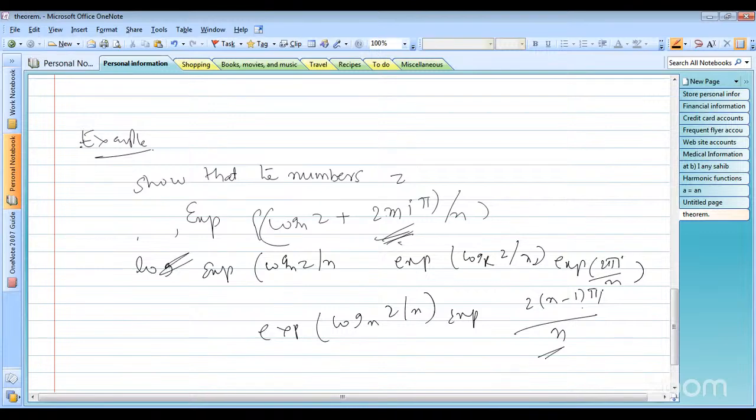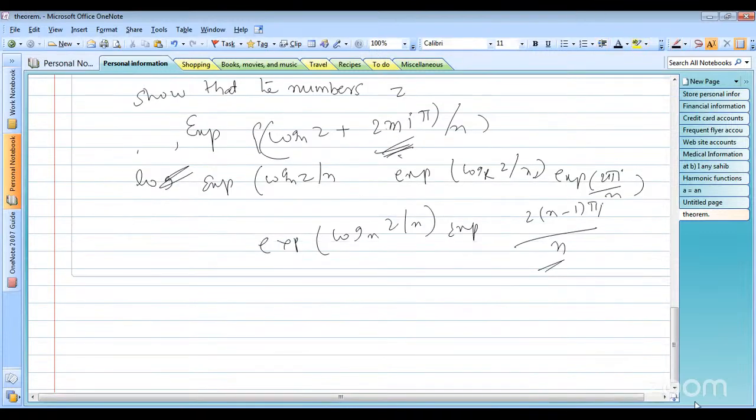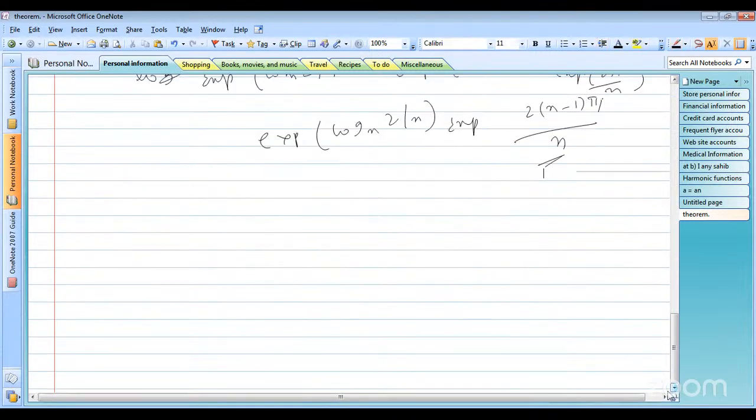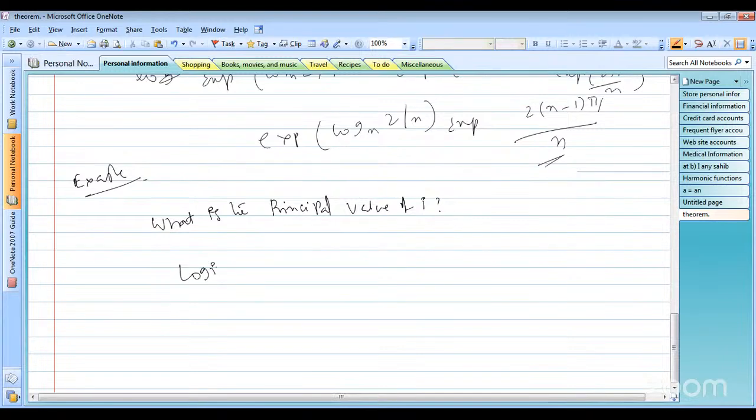Please, any doubts, ask me. Otherwise, I do not know whether anyone is there or not. What is the principal value of i? So therefore, log of i is equal to iπ by 2.